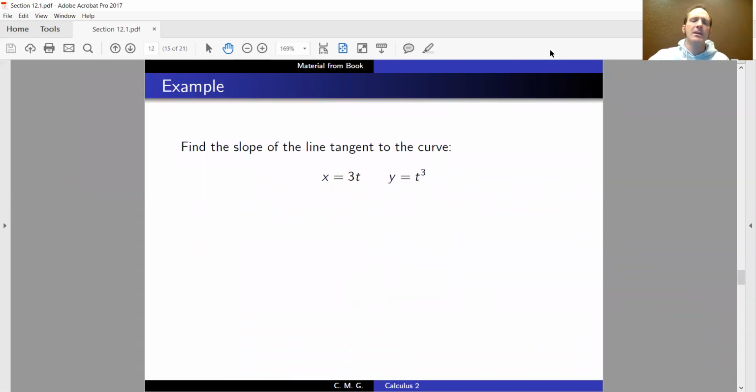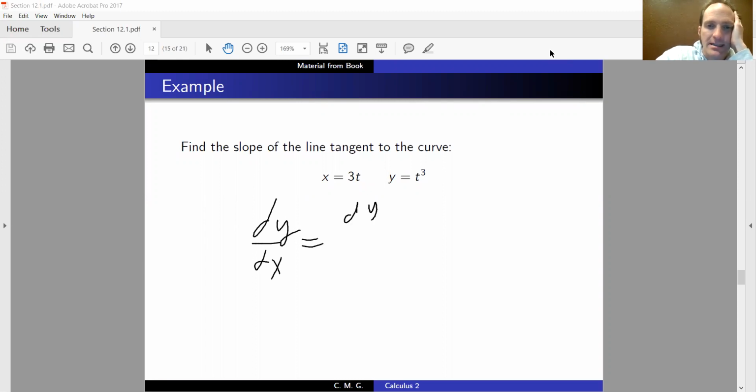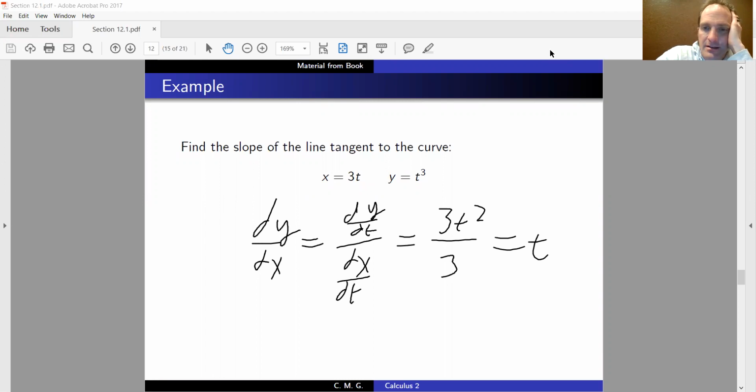Okay, so for example, what's the slope of the line tangent to the curve x equals 3t, y equals t cubed? We could maybe even do this at a specific point if we want, but for now, we're just going to find the slope of the line tangent. So what I should do is look for dy/dx, which is just dy/dt over dx/dt. And dy/dt is 3t squared. That's an easy derivative for me to do. dx/dt is just 3. So the derivative of this thing is just t squared.